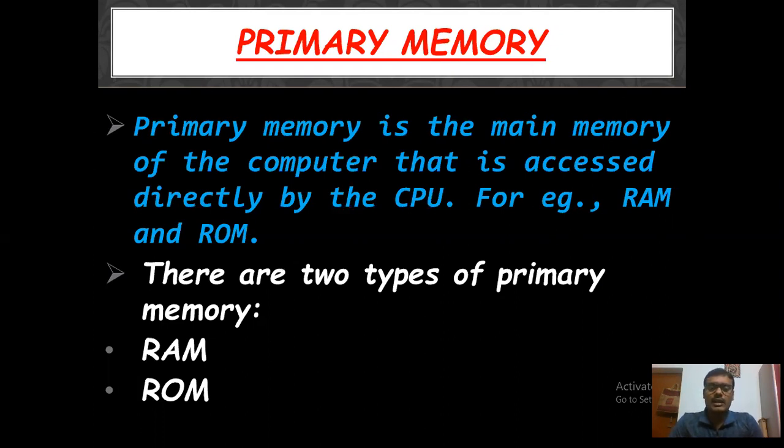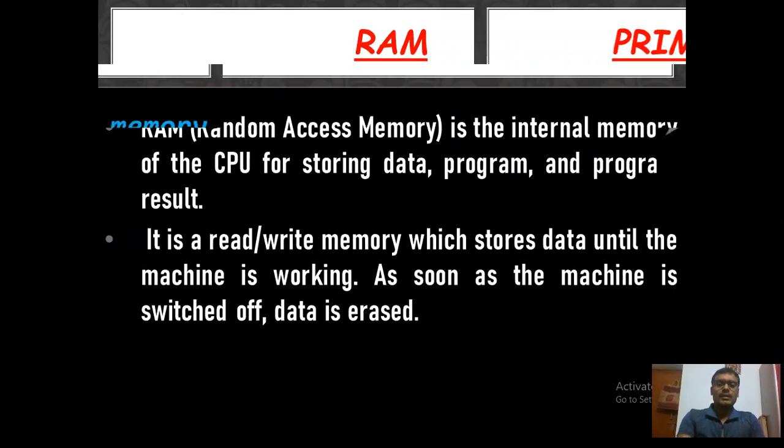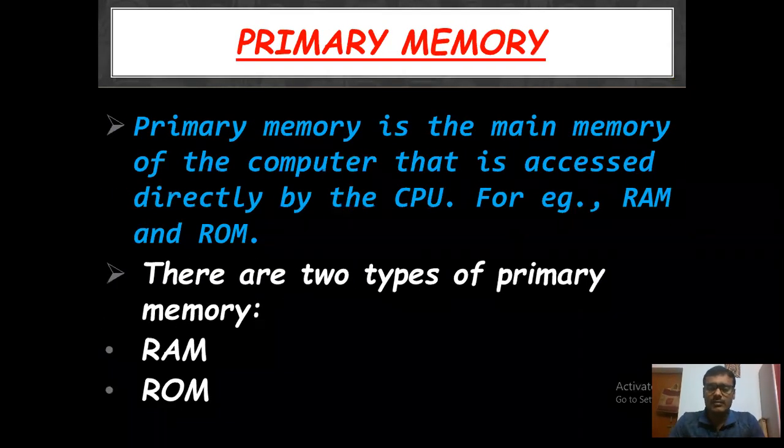Some other primary memories are cache memory and registers. You will study those memories in higher classes. So here you only have to study two memories, that is RAM and ROM. RAM and ROM are very fast memories because they are directly accessed by the CPU. Now, one thing more: what is the fastest memory of the computer? That is the cache memory. Cache memory is considered the fastest memory of the computer. You will study about it in higher classes.